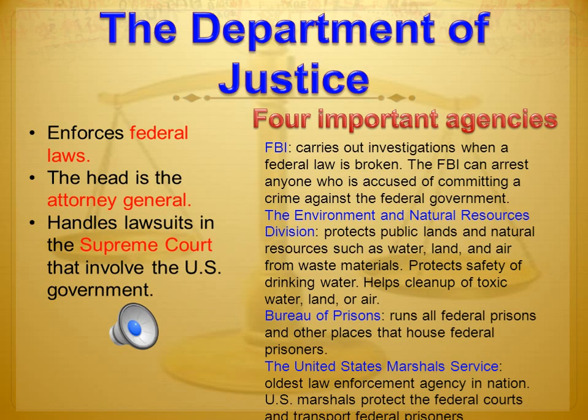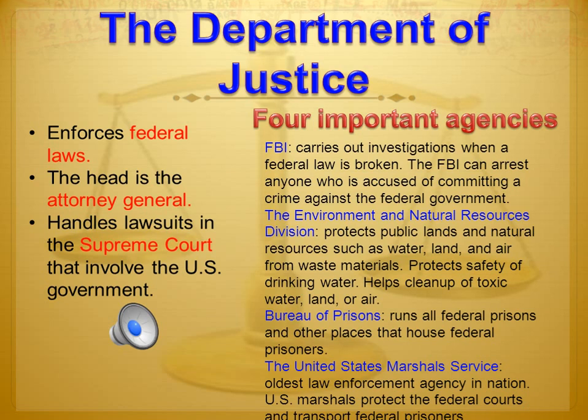The Environment and Natural Resources Division protects public lands and natural resources such as water, land, air, and waste materials. It also protects the safety of drinking water, so it helps clean up toxic water, land, or air. So it's really interesting to find that under the Department of Justice. There is the Bureau of Prisons, so all federal prisons and other places that house federal prisoners are under the Department of Justice. And then there is the United States Marshals Service.